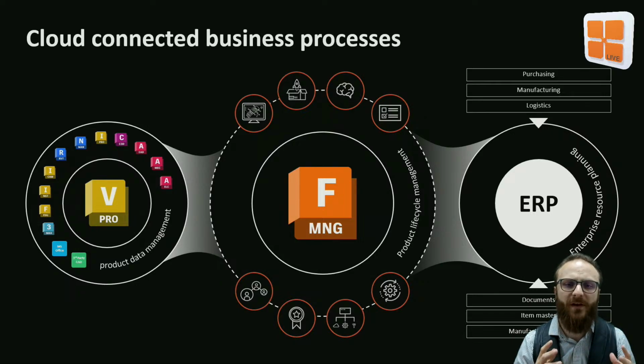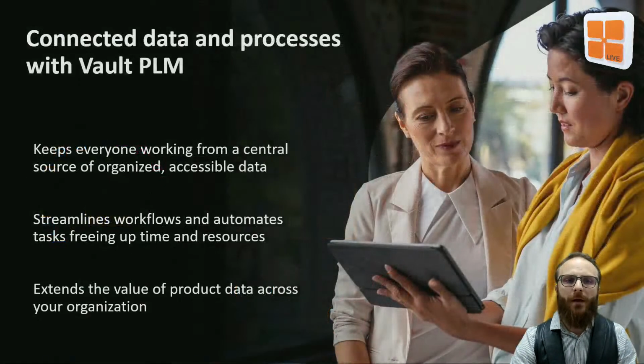This allows the processes inside of Fusion Manage to start driving other processes inside of your business that you might already have established. Processes you wouldn't want to necessarily move into Fusion Manage. You still want to keep them in the background, because they run, I don't know, your planning system for your shop floor, or your logistics, or maybe your purchasing department is running completely on it. This allows us to go from one to the other. So, connected data and processes is the name of the game today. And we're talking completely about Vault PLM.